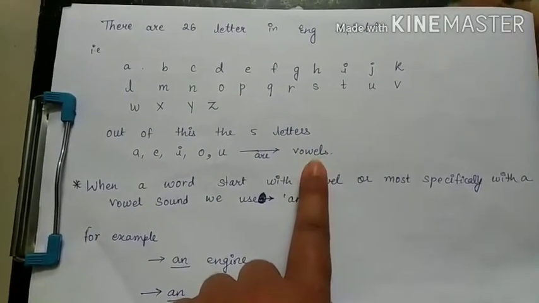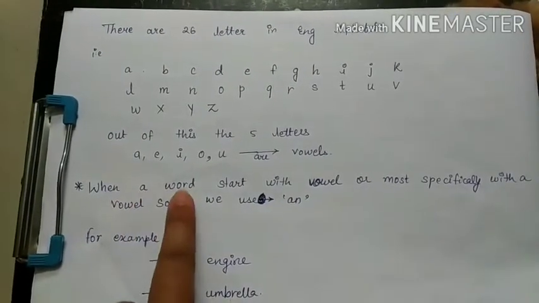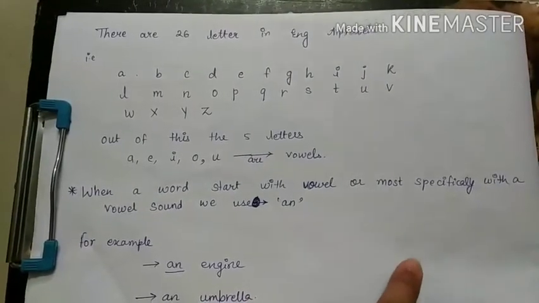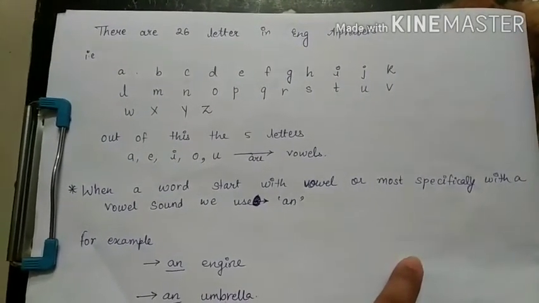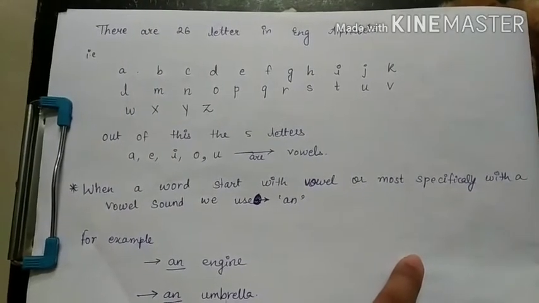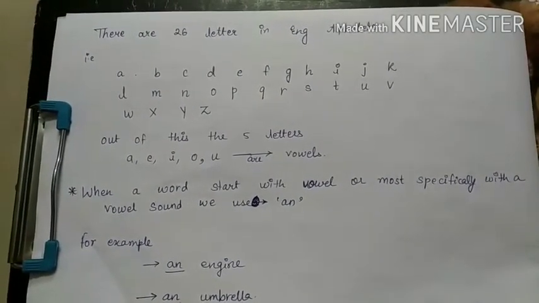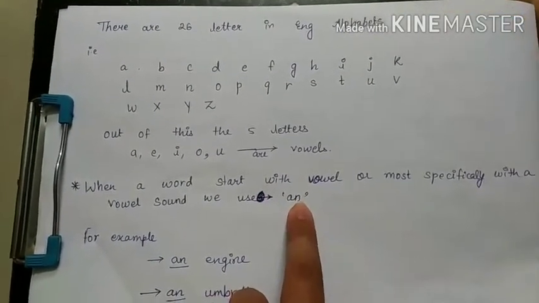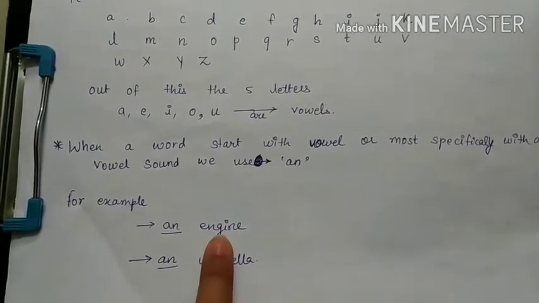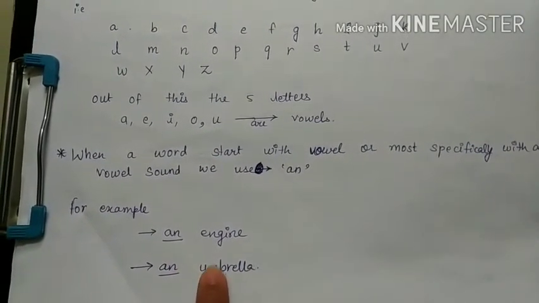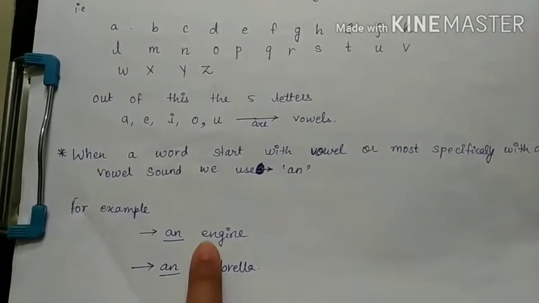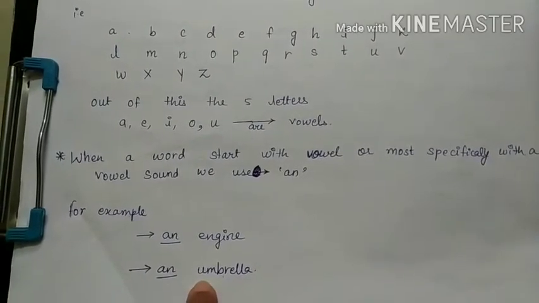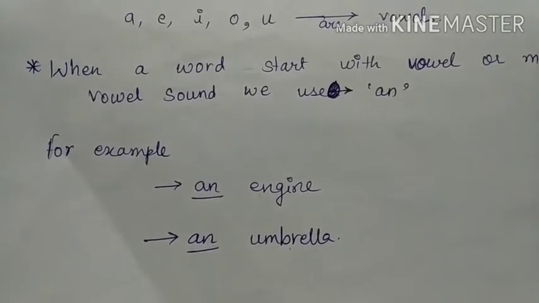What are they? Vowels. When a word starts with a vowel or, more specifically, with a vowel sound, we use AN. जब कोई भी वर्ड वॉवल से स्टार्ट होता है या फिर उसके साउंड से स्टार्ट होता है, तब वहां पे हम क्या लगाते हैं? AN. फॉर एग्जाम्पल, an engine, an umbrella. Both of the words are starting with vowel letters E and U. So we put AN before it.